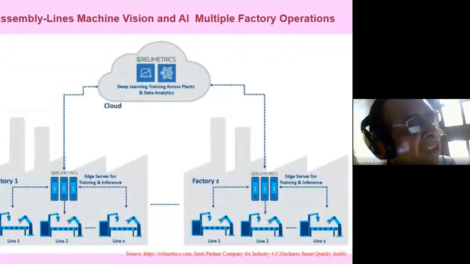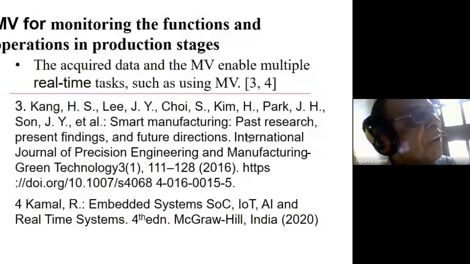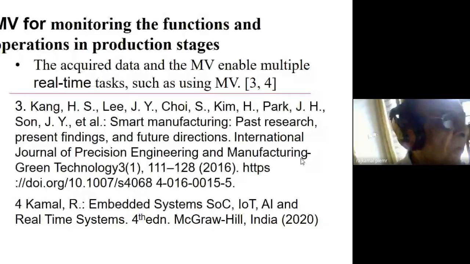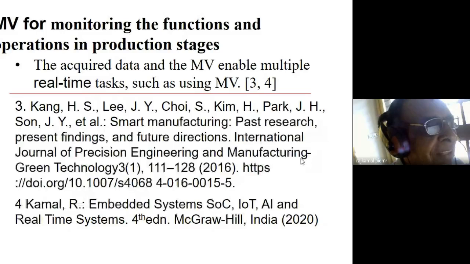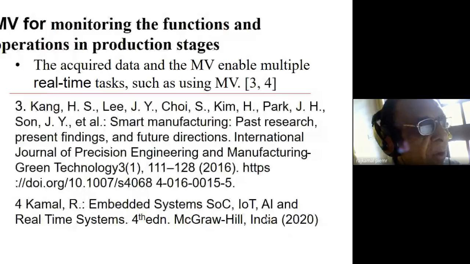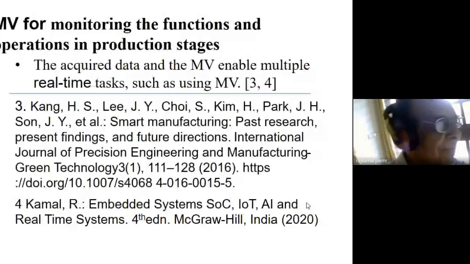Now, let us start from this one. Machine vision for monitoring the functions, operations and the production stages. This work started from around 2016. That is smart manufacturing, and this is one of the references, in which the machine vision monitors the functions and operations in the production. Machine vision means machines are being visualized using AI, and I have discussed this in my other book also. The two references I have given are my embedded systems book on system on chip, IoT, AI, and real-time systems, whose 4th edition has already been printed this year.